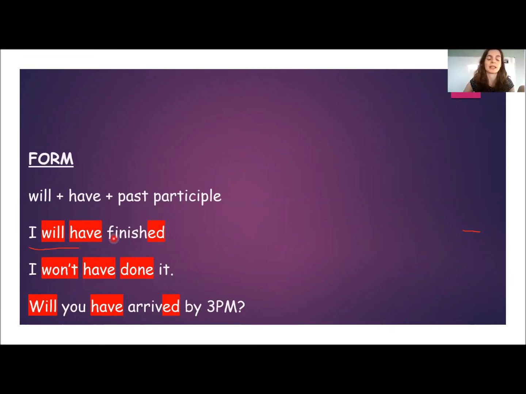In the negative form, again, you will just work with this will. So you will say, I won't have done something. I won't have done it. I won't have finished it. I won't have bought it, for example, and stuff like that. And in the question form, again, you will just switch the position of will and the person. So in the question, you can say, will you have arrived by 3 p.m.? Will you have finished your homework by tomorrow morning? And so on, right? So it always stays the same.